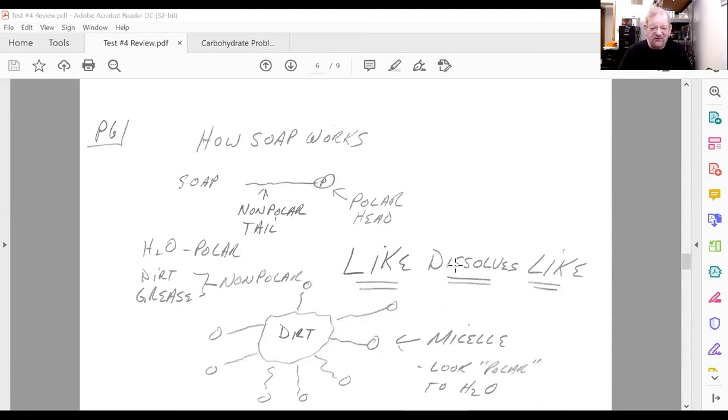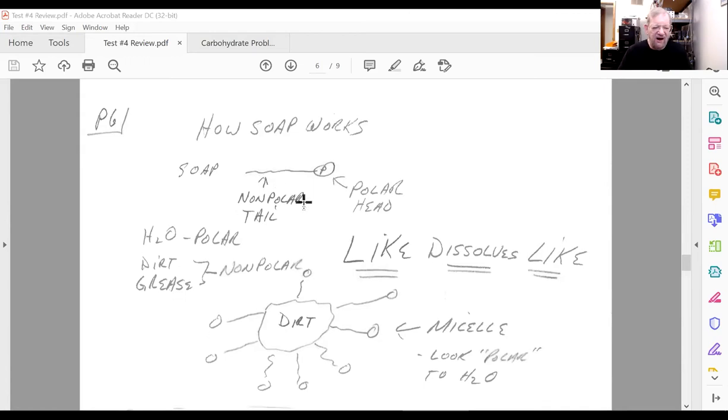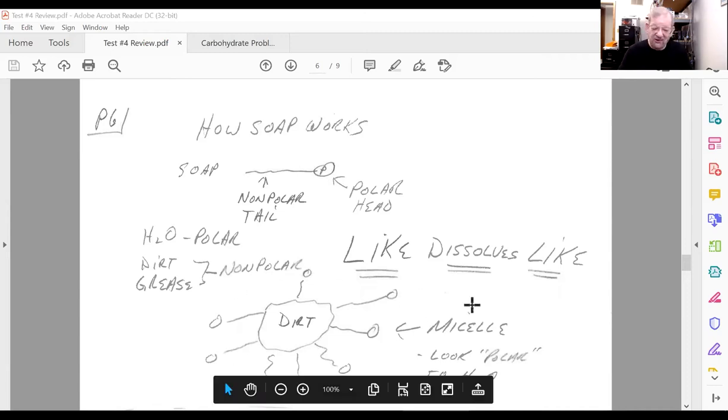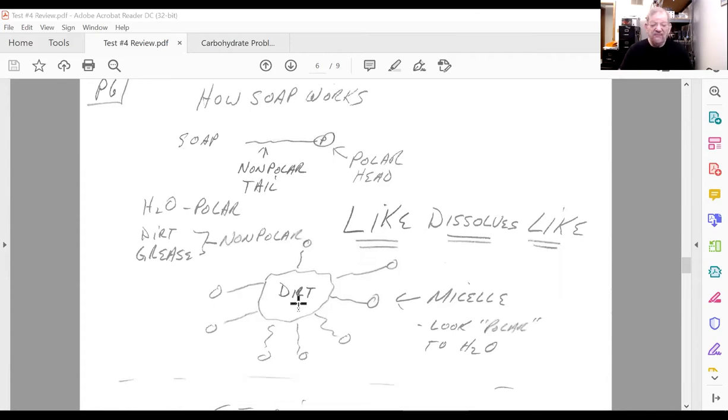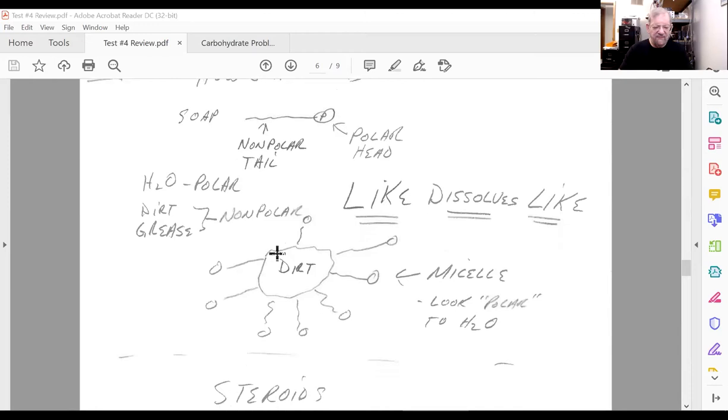And because like dissolves like, the nonpolar tail of soap is attracted to the dirt. And there's more than one molecule you use when you wash your hands. And this forms a micelle. And you should know how to draw the structure of a micelle. Now, while you're washing your hands with soap and water to get the dirt off, you form micelles, and water looks at the micelle and only sees the polar heads on the outside surrounding the dirt particle, says, oh, micelle, I'm polar, you're polar, let's go down the drain together. And they do.